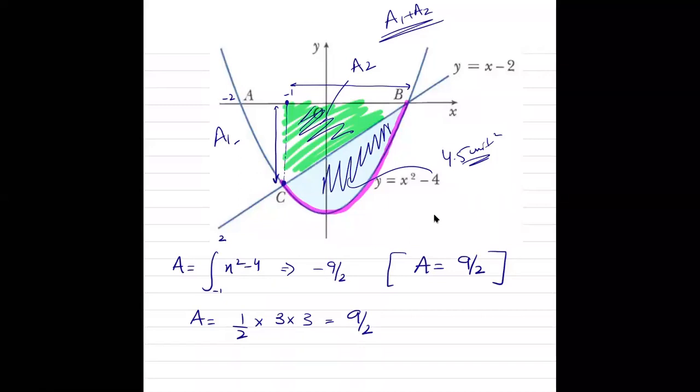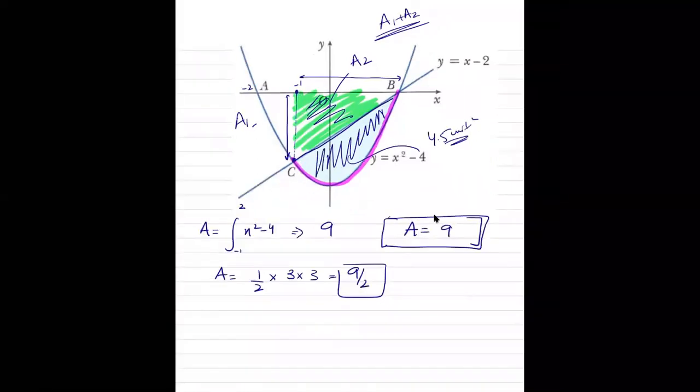No, this area was 9 actually. My bad. This area should have been 9. If you do the calculation, this area is going to be 9. So we have the area bounded by the curve and the x-axis to be 9, and the area bounded by the line and the x-axis to be 9 upon 2.